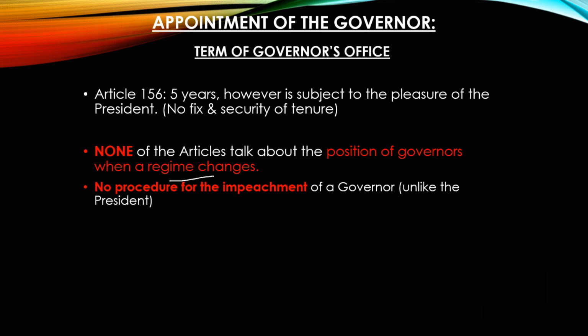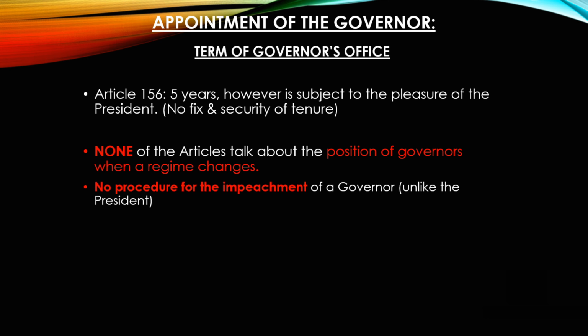None of the articles talks about what will happen to the position of governor when the regime changes, or what will be the fate of the governor if suddenly tomorrow the ruling government at the center collapses. So there is no procedure of impeachment. For the president, we have Article 61, designed for impeachment for one single reason, constitution violation. But for the governor, the constitution is absolutely plain, absolutely silent. The constitution cannot save the governor during this crisis, so the dignified office of governor is under question.